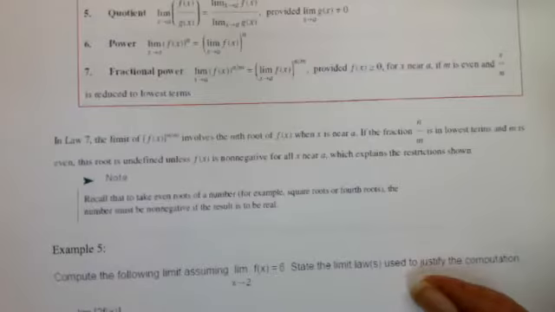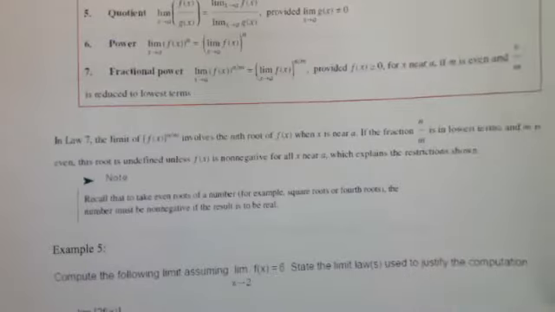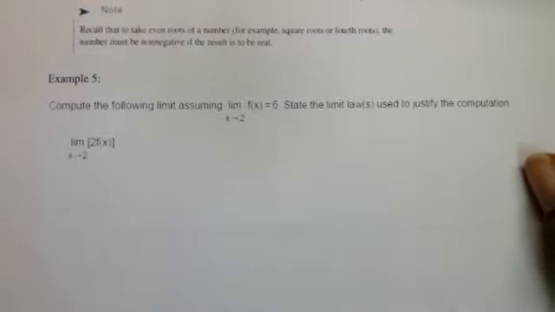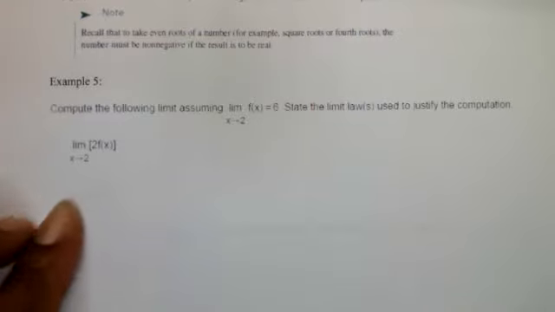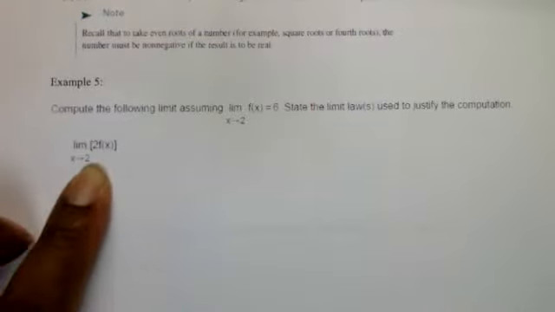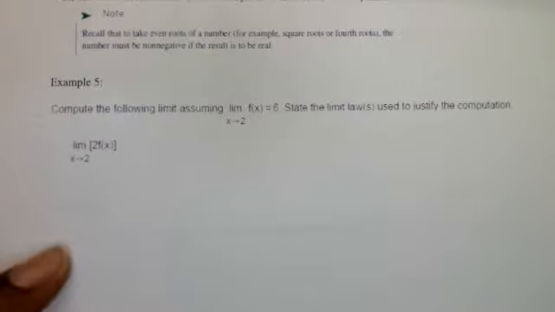Okay. Now we're going to apply those limit laws that I just showed you with these examples, like in example 5. Let's say I want to compute the following limit, assuming the limit as x approaches 2 of f of x is equal to 6. And we're going to state the limit laws used to justify the computation. Like in this one, the limit as x approaches 2 of 2 times f of x.